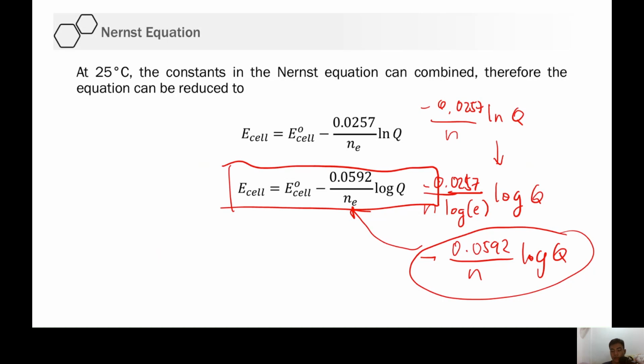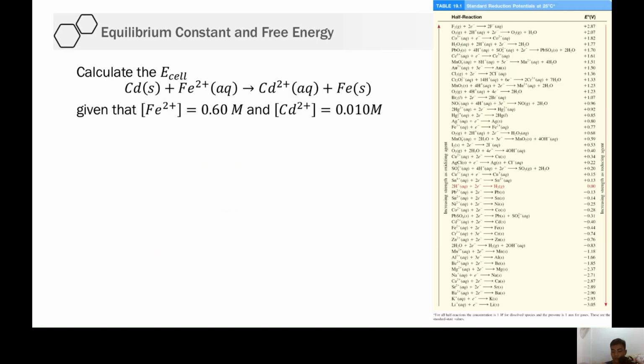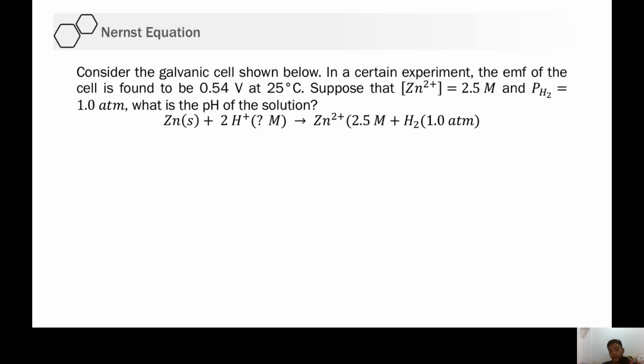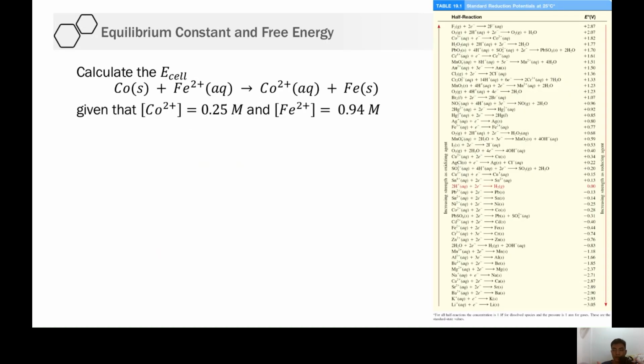Anyway, let's proceed with some questions. I'm not going to answer all of these, I'm just going to answer two. Again, I already uploaded the answers on Canvas. Please download them, but let me just explain how I ended up with those answers. So let's look at this problem. We have to calculate the E cell of the reaction given below, given that the concentration of cobalt 2+ is 0.25 molar and the concentration of iron 2+ is 0.94 molar.